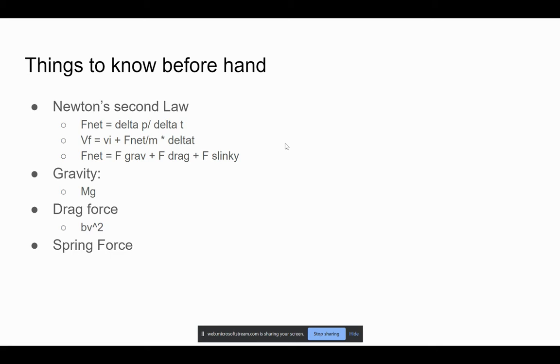In this system, the system is the slinky, and the surroundings is everything else. In this scenario, the forces acting upon the slinky will be the force of gravity plus the drag force plus the force in the slinky. The force of gravity is just obviously mass times gravity. Drag force will be the proportionality constant times v squared.